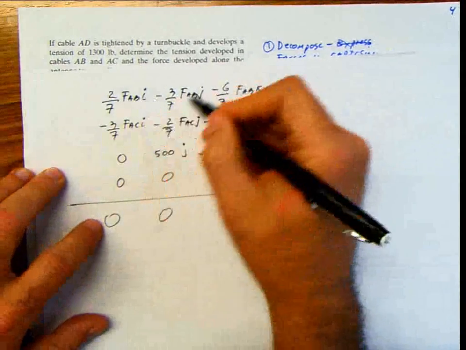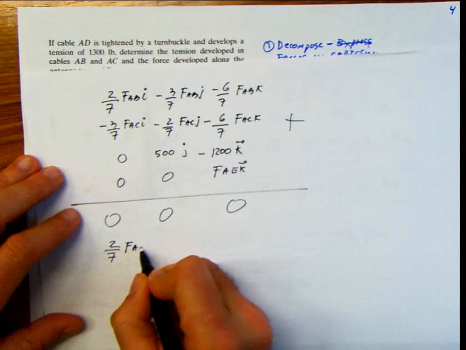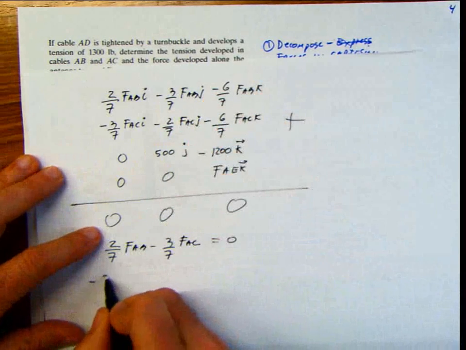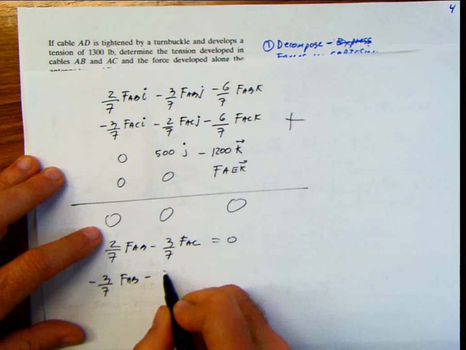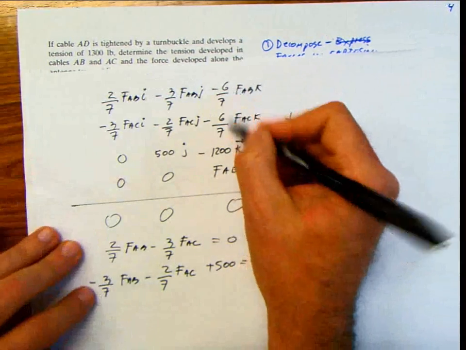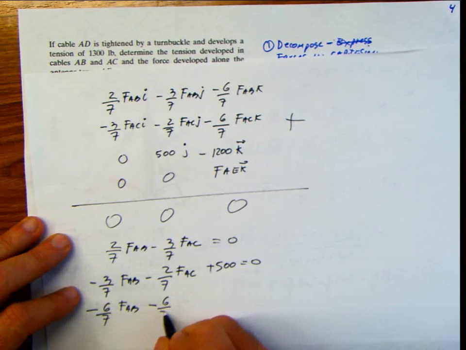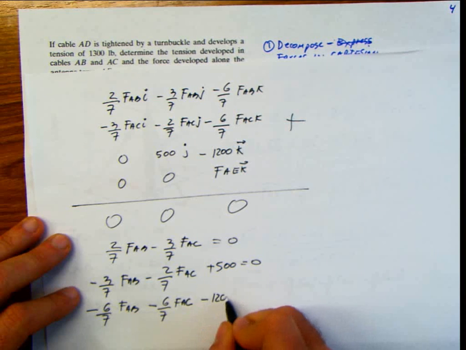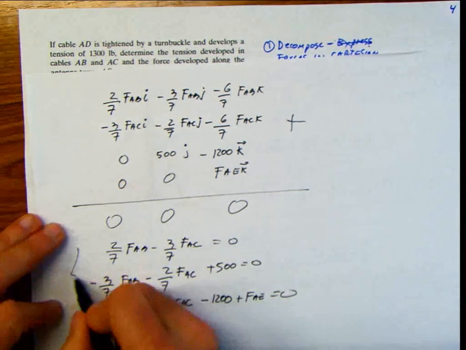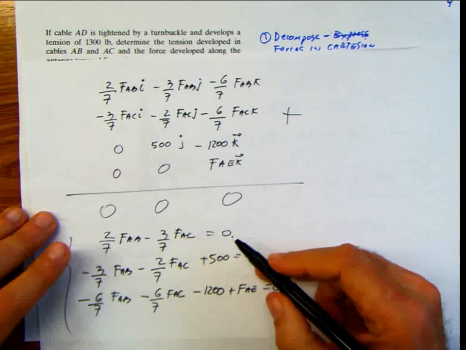And as you can see, working with these two, basically I'm going to have this equation, 2/7 force AB minus 3/7 force AC equals 0. The second one is negative 3/7 force AB negative 2/7 force AC plus 500 equals 0. And the last equation is negative 6/7 force AB negative 6/7 force AC minus 1200 plus FAE equals 0. I have 3 unknowns and 3 equations. We have a perfectly defined system of equations, which means we can solve this problem.